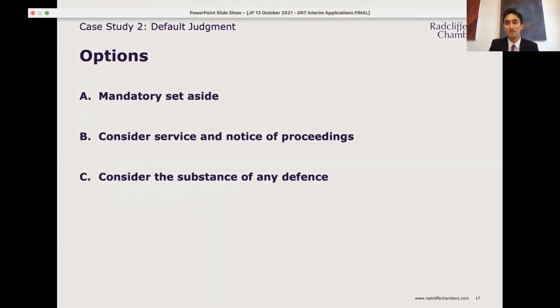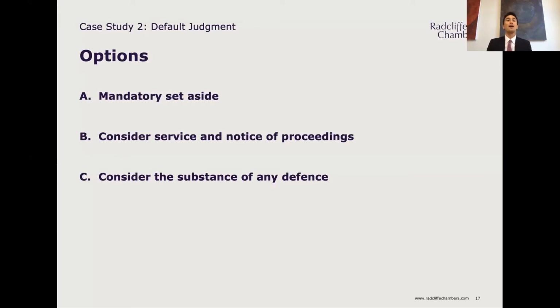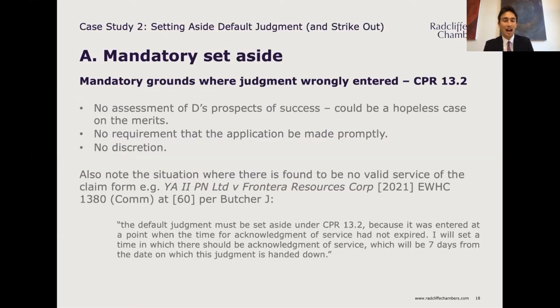So again, to rifle through these options, as I've called them, in the remaining few minutes, the first is to consider whether or not there are any grounds upon which you can set aside or have the court mandatorily set aside the default judgment. And obviously this is the easiest way to do it. There is no assessment of the defendant's prospects of success. You could have a hopeless case on the merits. There's no requirement that the application, I beg your pardon, be made promptly, and there is no question of the court having to exercise its discretion because it simply doesn't have one.